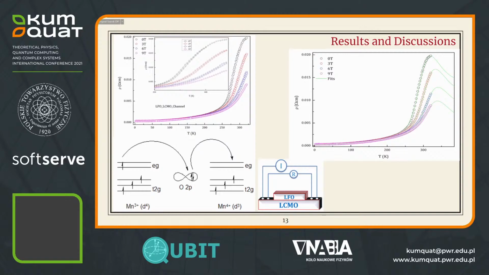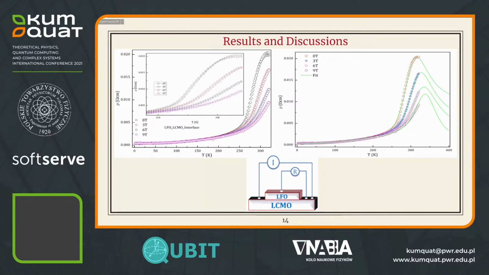the reduction in resistance. On the right side, I have used the percolation model to find out the transition temperature of these films at a particular magnetic field. From this, I have found that with increase in magnetic field, the transition temperature shifts towards higher temperature and the resistivity decreases.